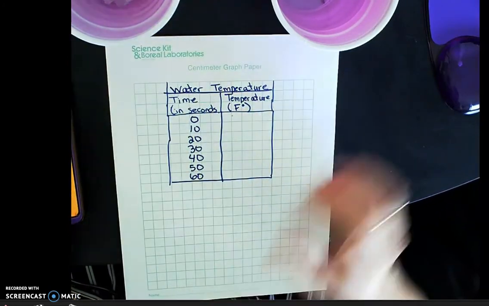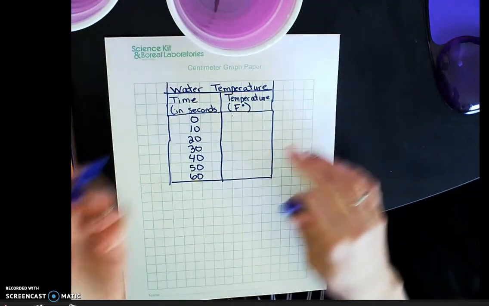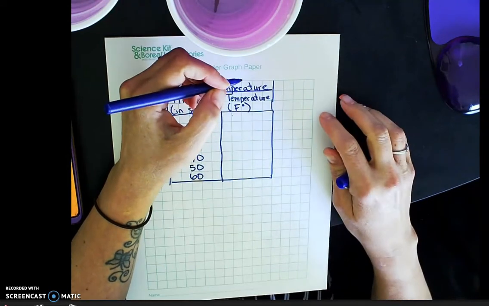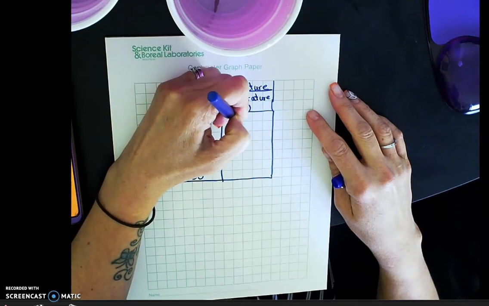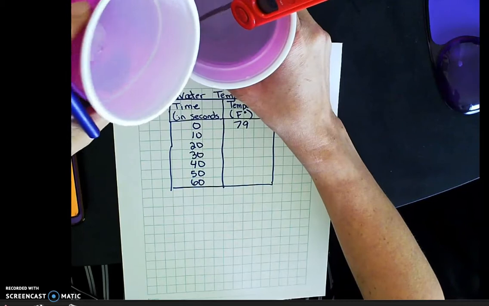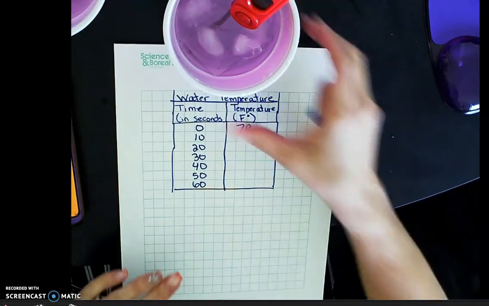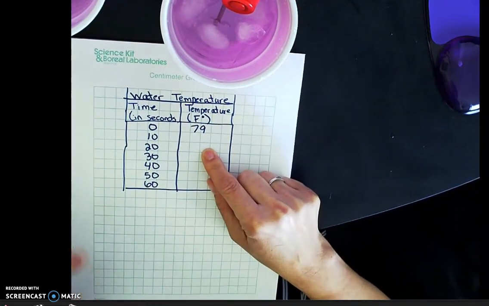Okay, so let's get some data. So first I have at 0. Sorry, I'm going to write down my temperature. I'm going to round to the nearest 10. So it is at 78.6. I'm going to say it's at 79 degrees. So now I'm going to add my ice and then hit start. Okay. And start. And every 10 seconds, I'm going to write down my data.